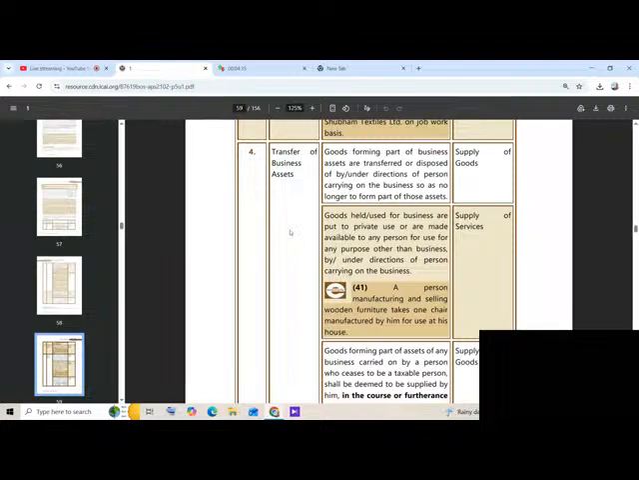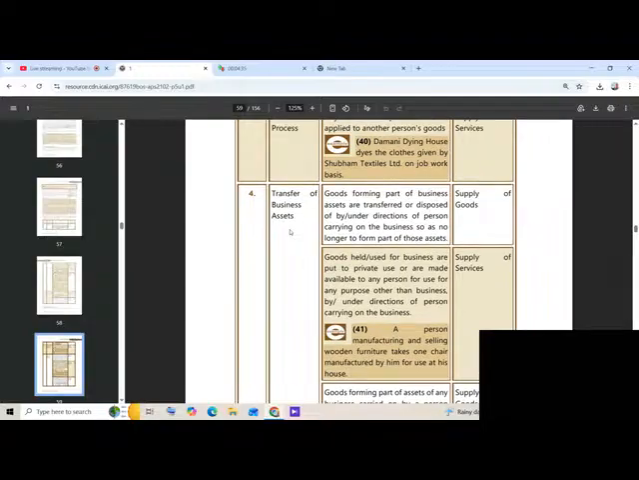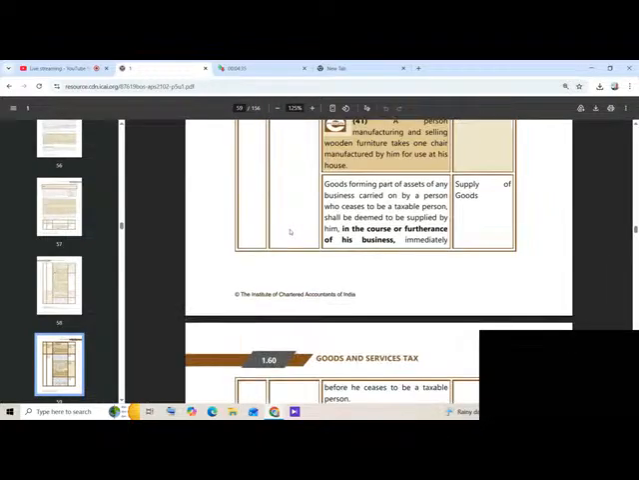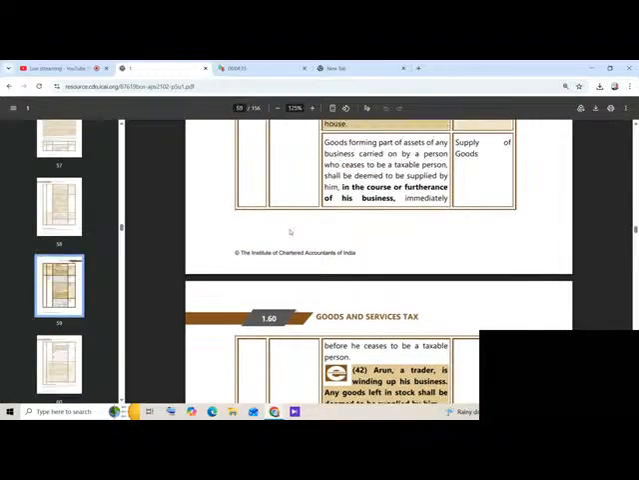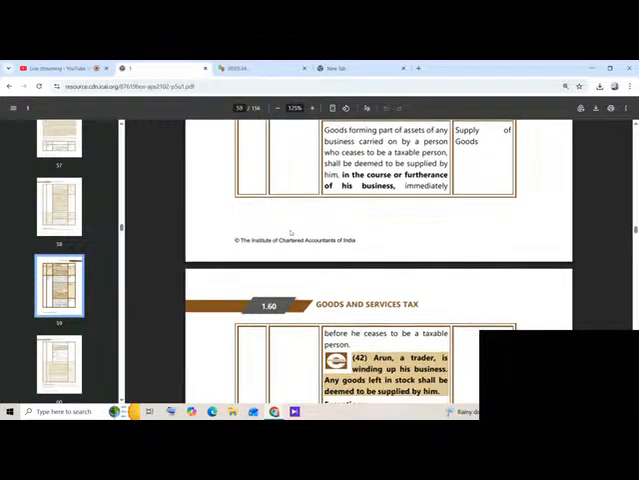Okay, let me read this again. Goods held or used for business are put to private use or are made available to any person for use for any purpose other than business by or under directions of a person carrying on the business. Goods forming part of assets of any business carried on by a person who ceases to be a taxable person shall be deemed to be supplied by him in the course or furtherance of his business immediately before he ceases to be a taxable person. So this is again a supply of goods.